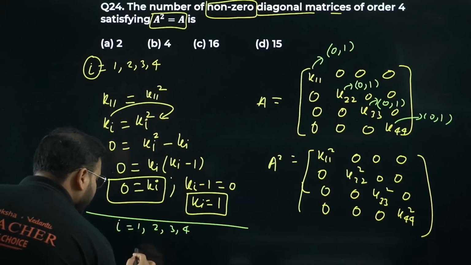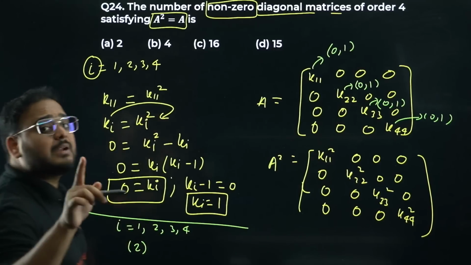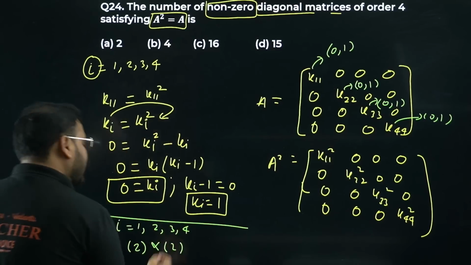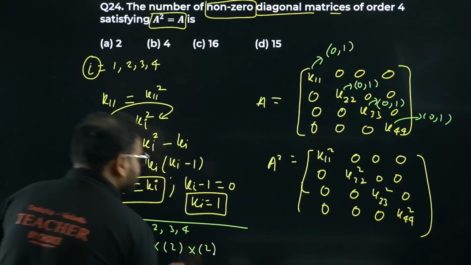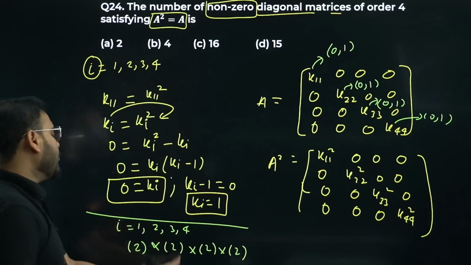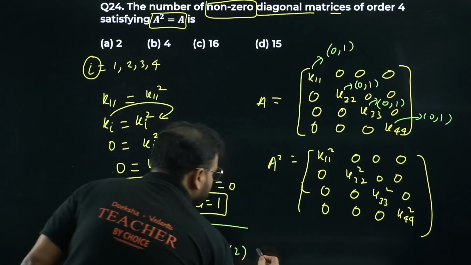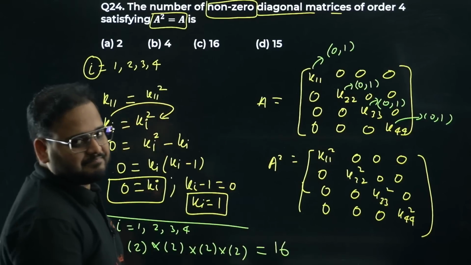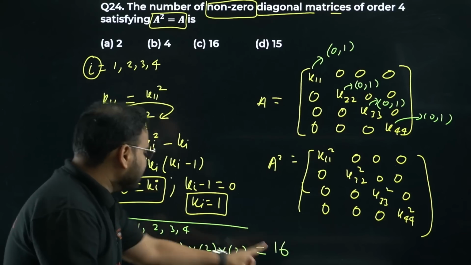It means for the first diagonal element I'll have 2 options, for the second 2 options, for the third 2 options, and for the fourth 2 options. Basically 2 into 2 into 2 into 2. What is the answer, sir? 16. Option C? Incorrect. 16 is the incorrect answer.